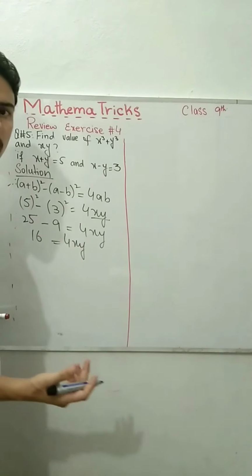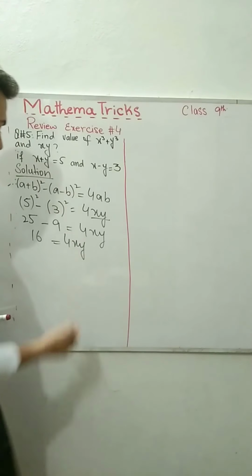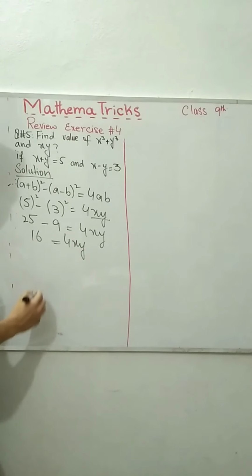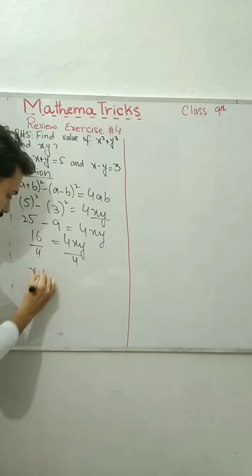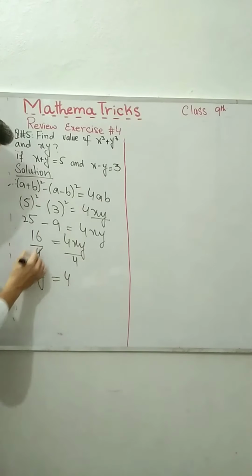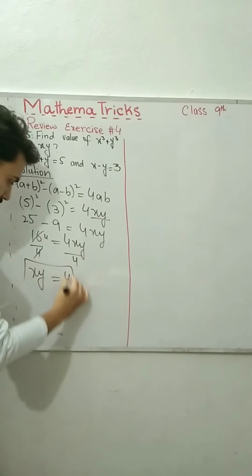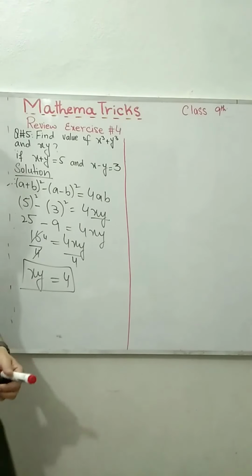What do I need to find? I need to find the value of xy. Let's divide by 4 on both sides. What did I get? I got xy is equal to 4, since 4 times 4 is 16. That's what I needed to find.